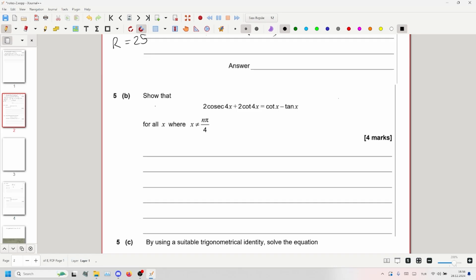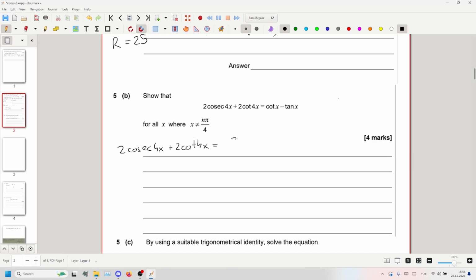Okay. Here it wants us to prove a trigonometric identity. So here we should begin on one side, usually the left-hand side, and then somehow transform that into the right-hand side. There are multiple ways to solve these kinds of questions. I'm just going to go with the one I find the easiest. So we can write 2 cosec 4x plus 2 cot 4x. Let's just expand that first of all. Cosecant is 1 over sine.